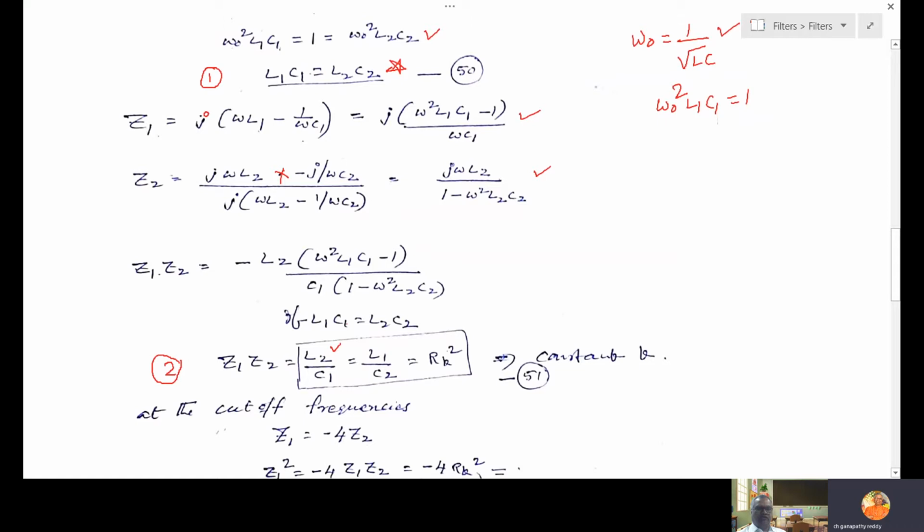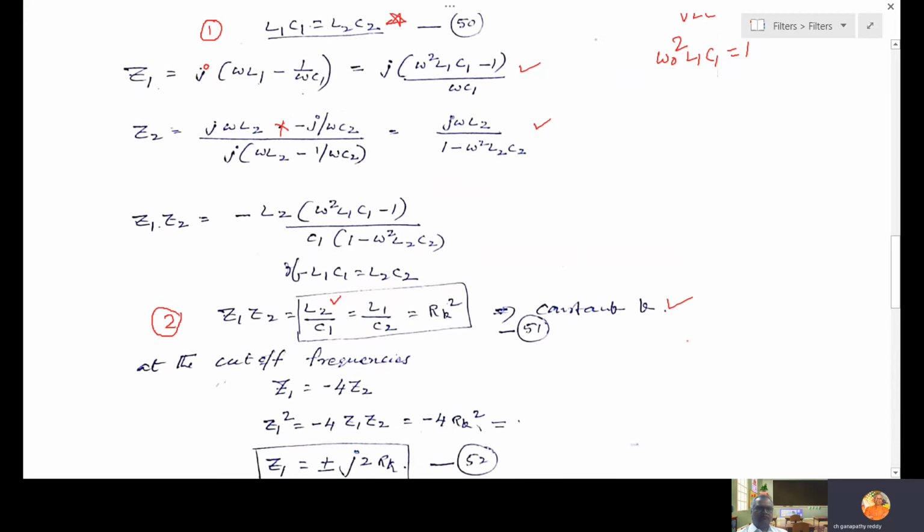But L2 by C1 is also equal to L1 by C2. If you cross multiply, L2 C2 is equal to L1 C1. So therefore, L2 by C1 is equal to L1 by C2, equal to constant RK square. Therefore, the Z1 Z2 product here is also constant. Therefore, it is a constant K type. This is the second formula, useful when we are designing a problem.